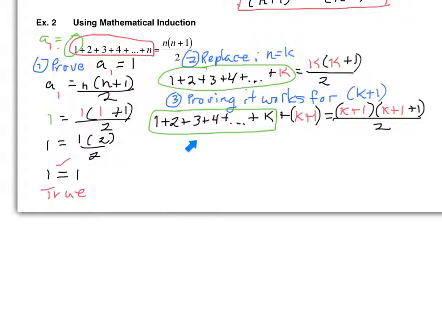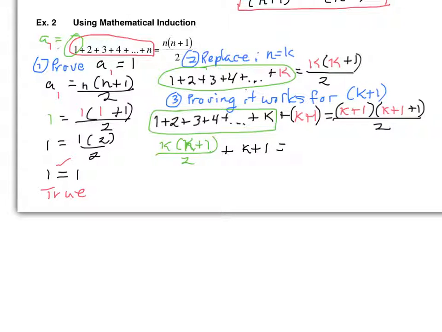And then we're now going to replace all of this with what again? K plus this whole rule, but with k's. So we're going to replace that. K times k plus 1. Oops, that's supposed to be a k. Plus 1 all over 2. Plus the k plus 1 equals.